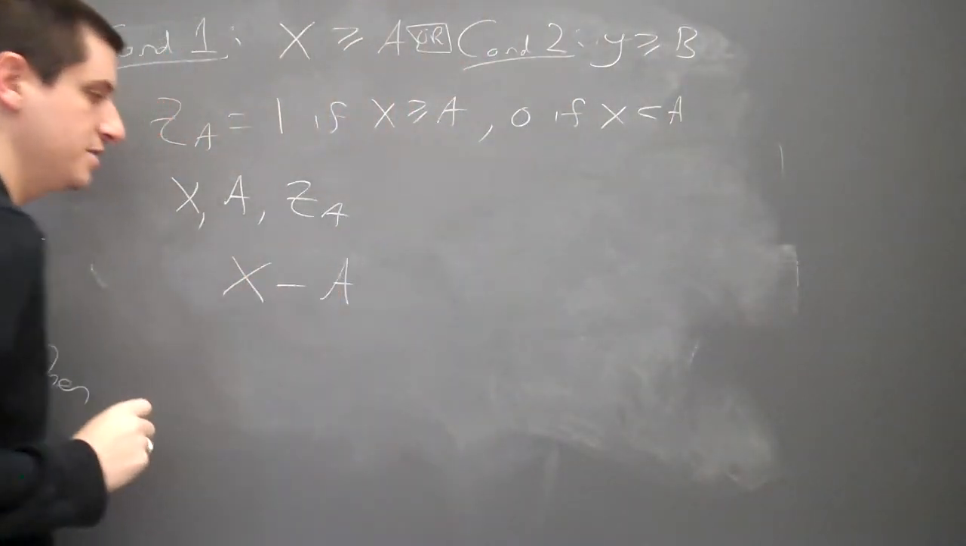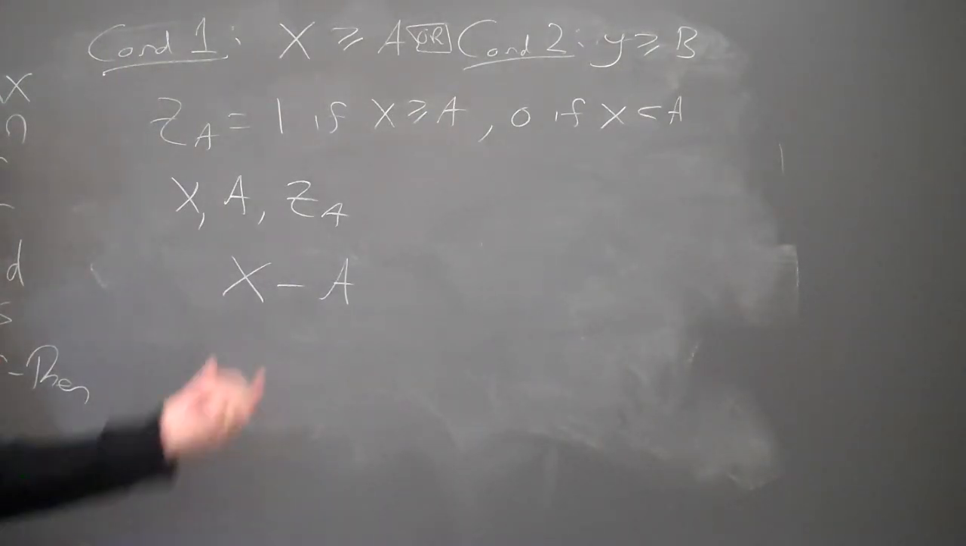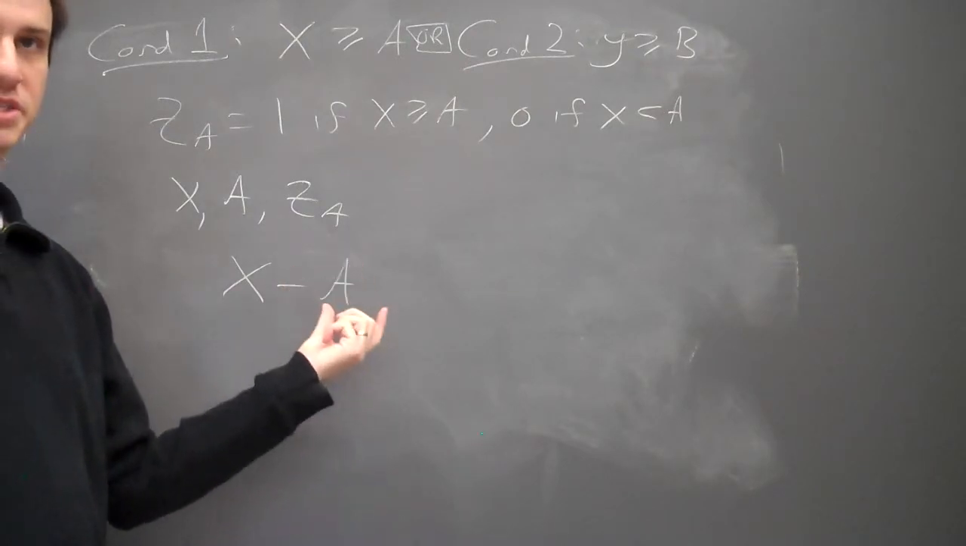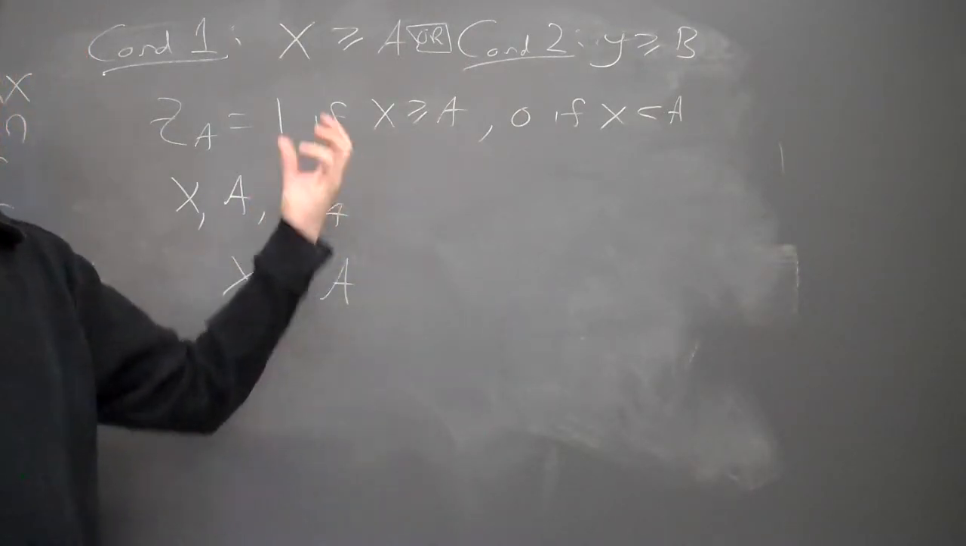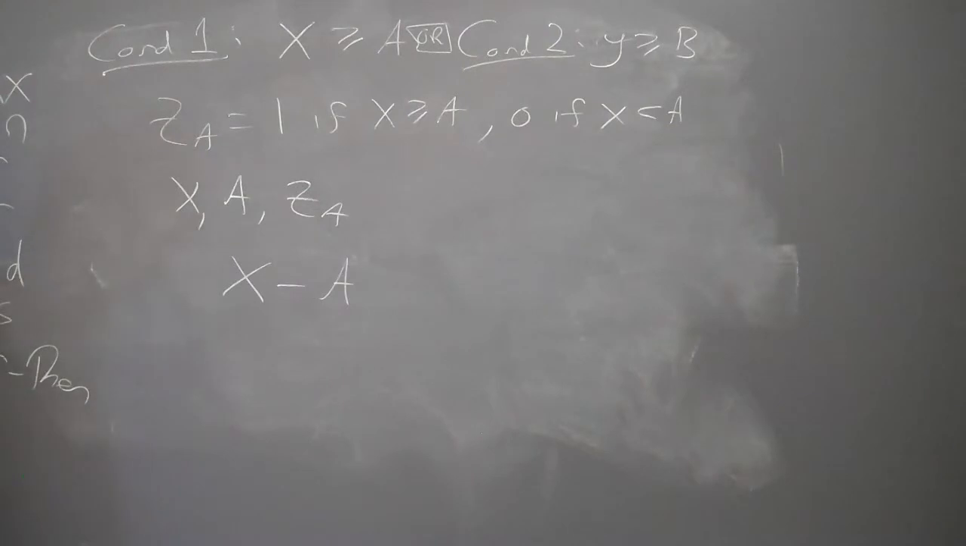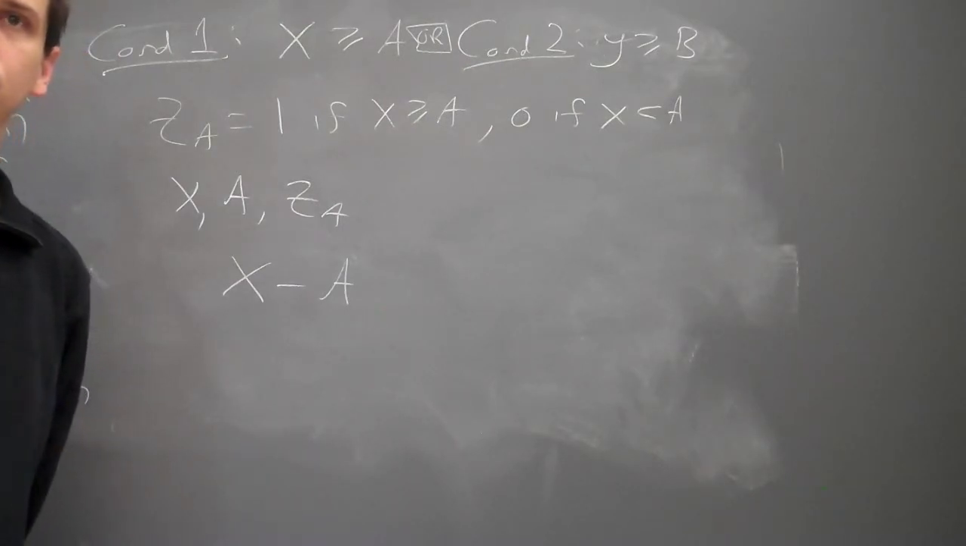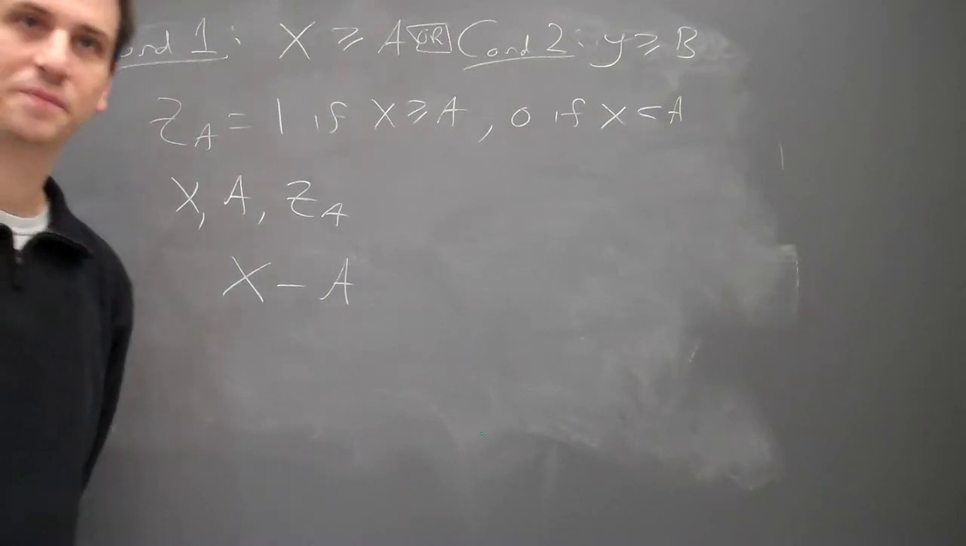So let's look at x minus a. If x equals a, this is going to be 0. If x is greater than a, it'll be at least 1, 2, 3, 4, 5. And then we want to somehow compare this to ZA. This one. I'm sorry? Let me think about that.